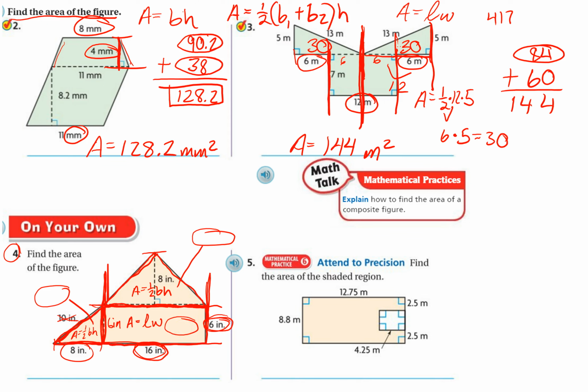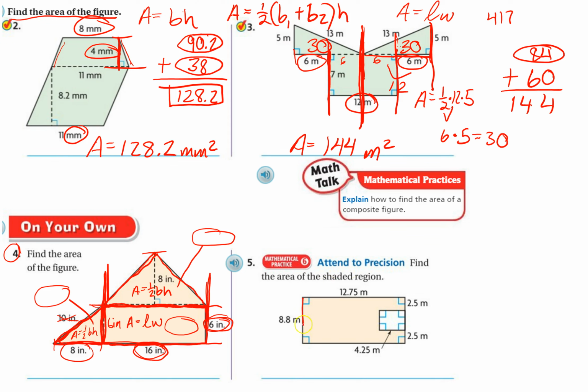All right, let's look at this last problem, number 5. Again, I want you to do number 4 on your own, try to solve it on your own, and I can check it for you. Raise your hand if you finish it, and I can check it for you, see if you're on the right track. Okay, number 5, find the area of the shaded region.